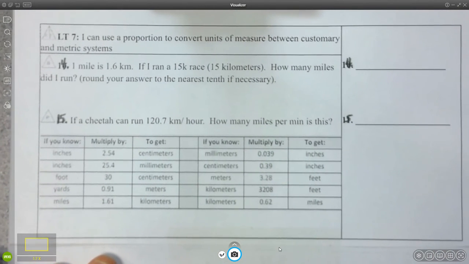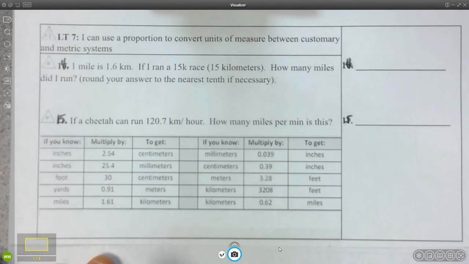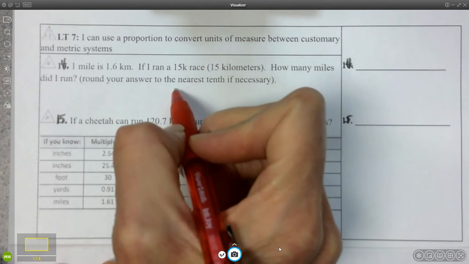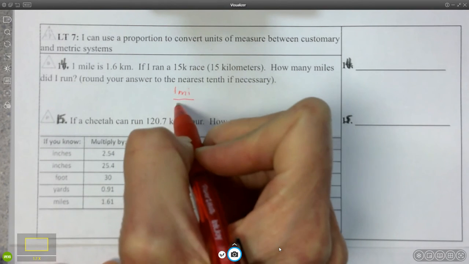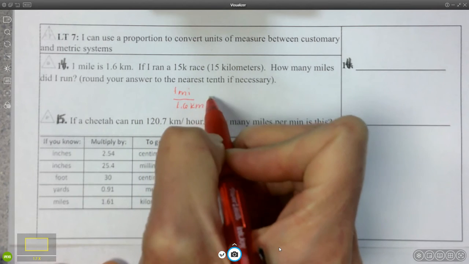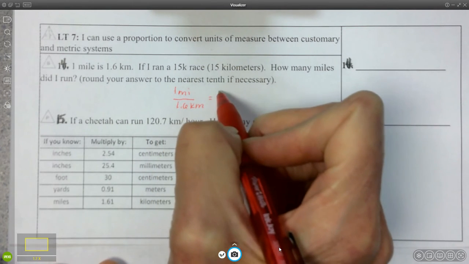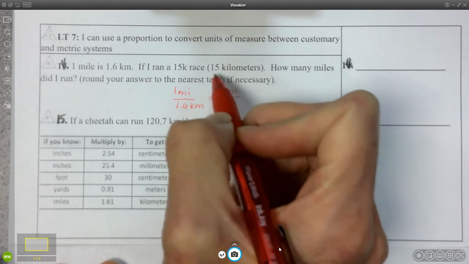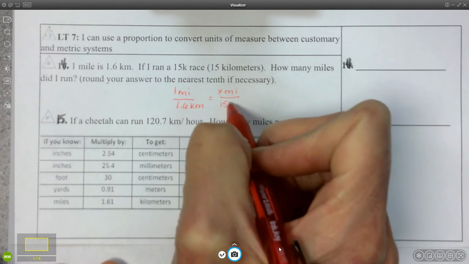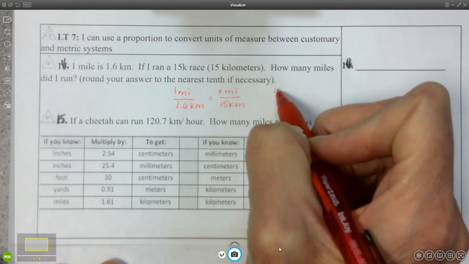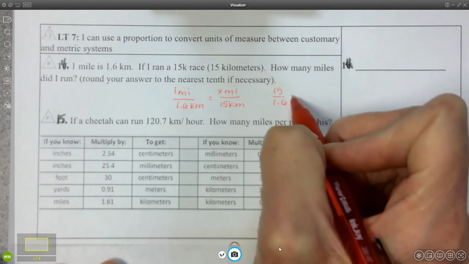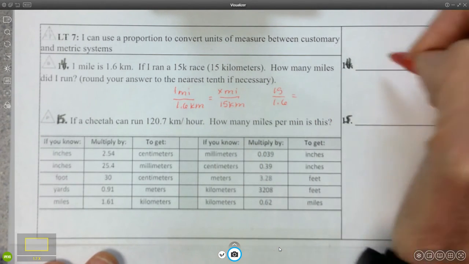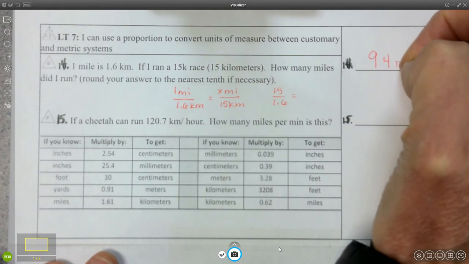And this one, if 1 mile is 1.6 kilometers, and I run a 15K race, how many miles did I run? So you're just going to say 1 mile is to 1.6 kilometers as x miles is to 15 kilometers. And in the end, you just end up dividing 15 by 1.6 to get it converted. So when you divide, you're going to have it be 9.4 miles.